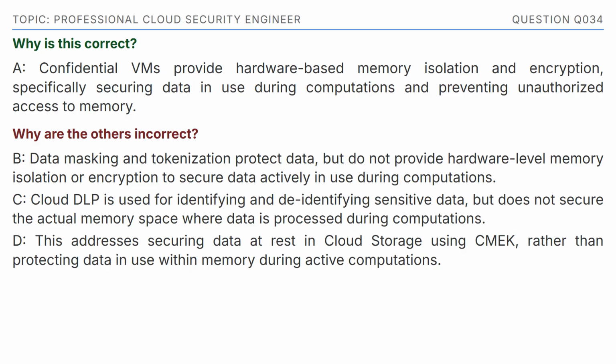Why are the others incorrect? B. Data masking and tokenization protect data, but do not provide hardware-level memory isolation or encryption to secure data actively in use during computations. C. Cloud DLP is used for identifying and de-identifying sensitive data, but does not secure the actual memory space where data is processed during computations. D. This addresses securing data at rest in Cloud Storage using CMEK, rather than protecting data in use within memory during active computations.